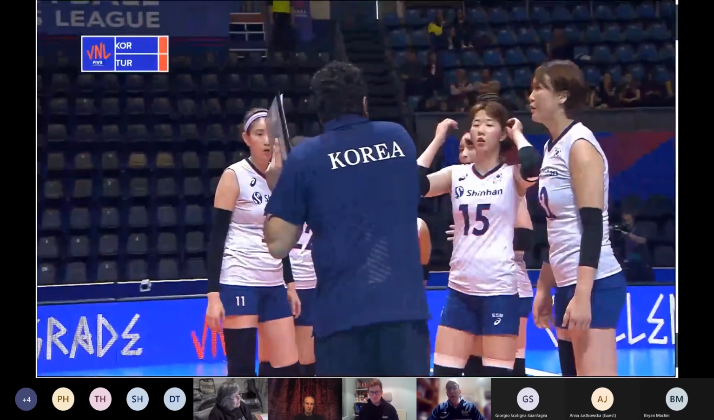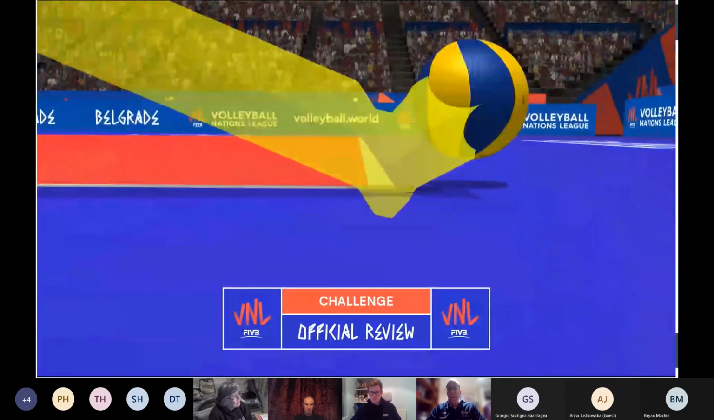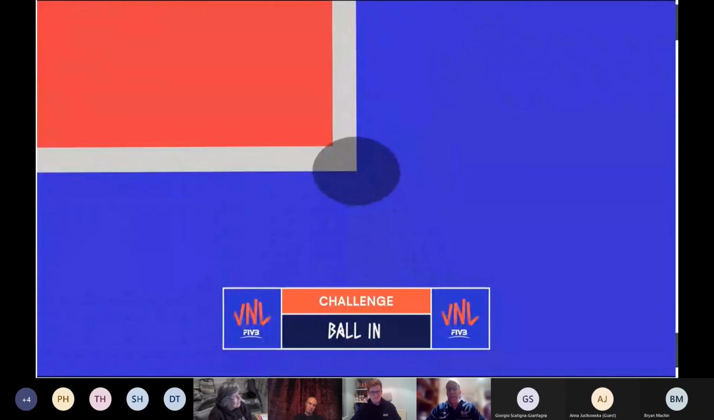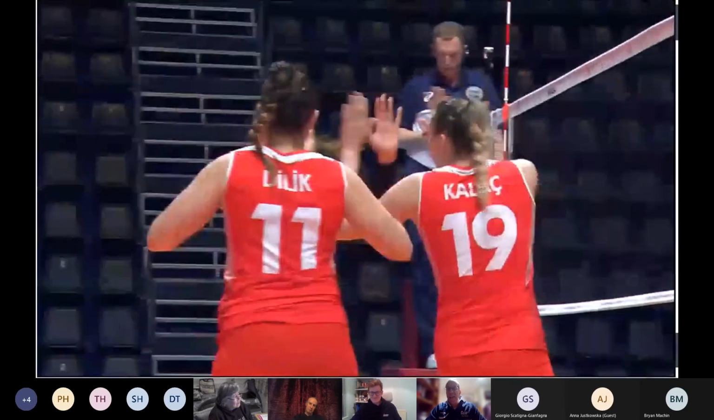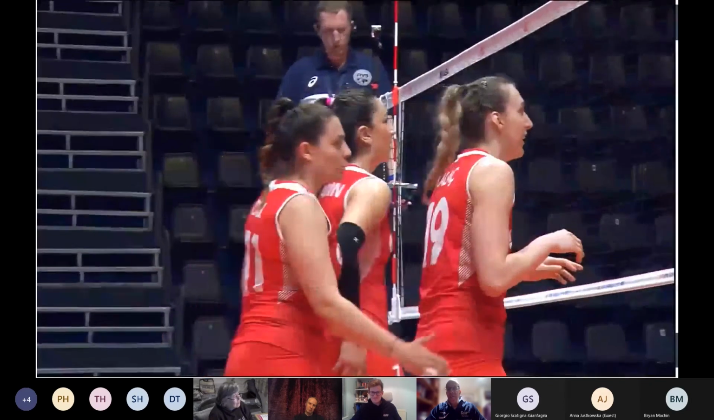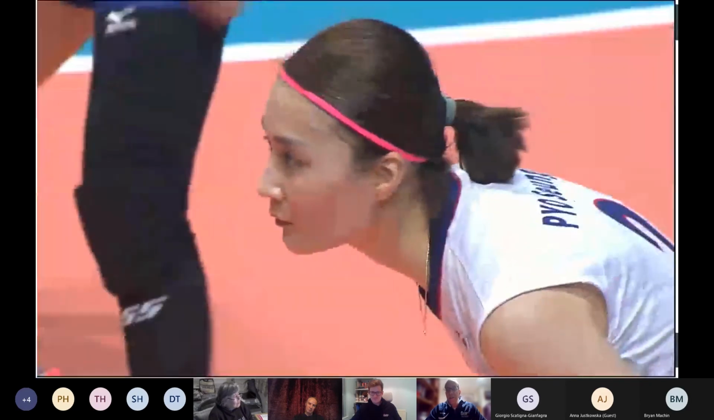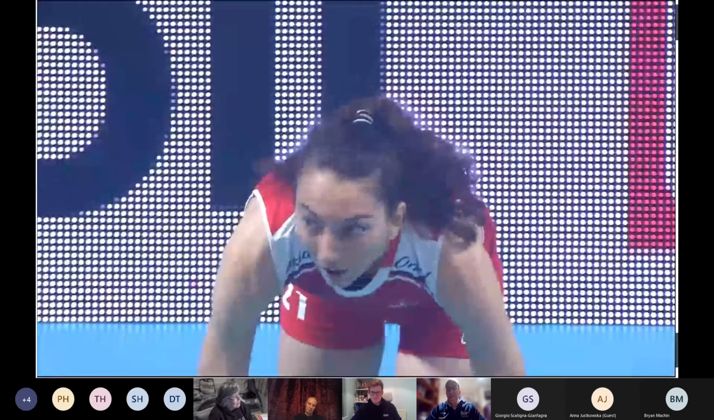So therefore, the referee's gone with the ball as being in, and Korea have challenged to say it's ball out. And as you can see, it couldn't get any closer to that corner. I always think that when I look at this, Evgeny there looks a little confused by what he's seeing on his screen, but clearly he's been given the right information.